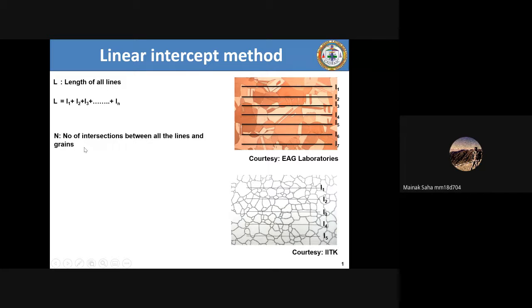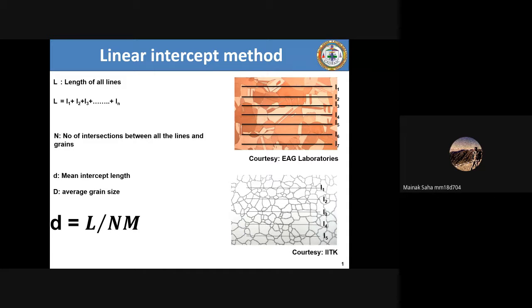That is important. Now the other thing that is important: we are ultimately interested in finding the average grain size. For that, we have to find the mean intercept length, that is D. So how do you find D? I will tell you.